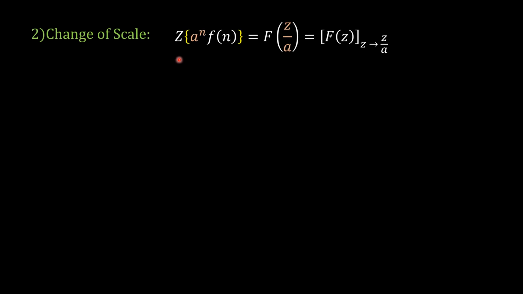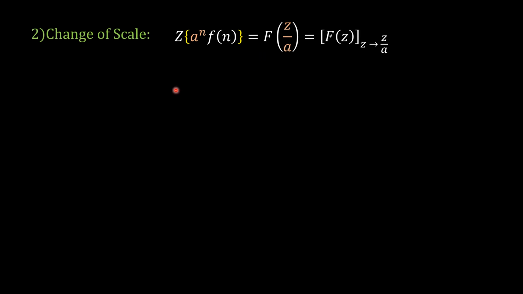The second property is the change of scale property. It is given by Z transform of the sequence a raised to n into f of n is equal to F of z upon a, and this term will be evaluated as F of z, in which we replace z by z upon a, where this F of z is the Z transform of the sequence f of n, which is given to us.